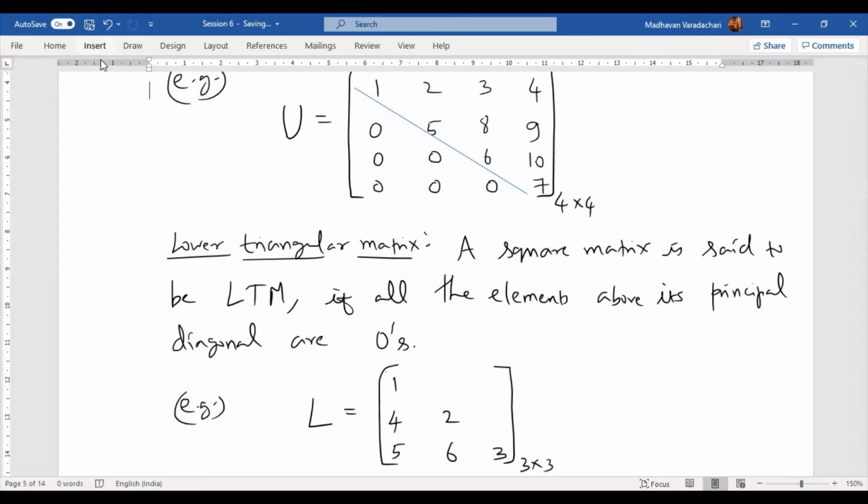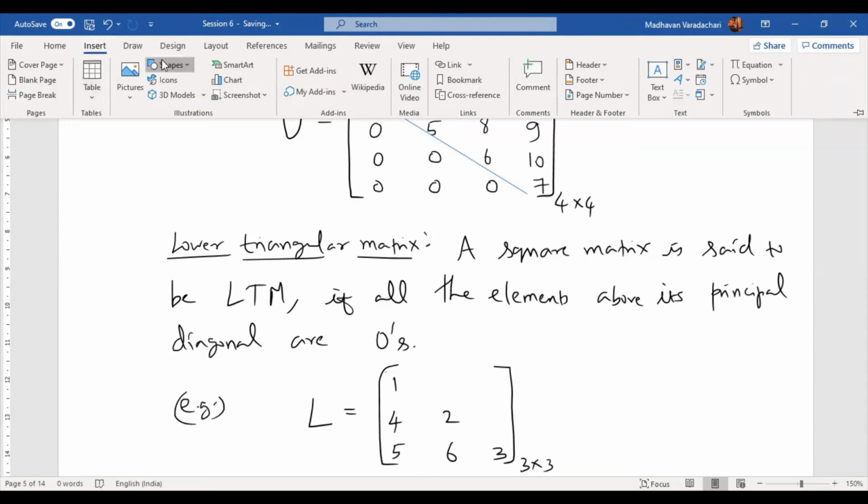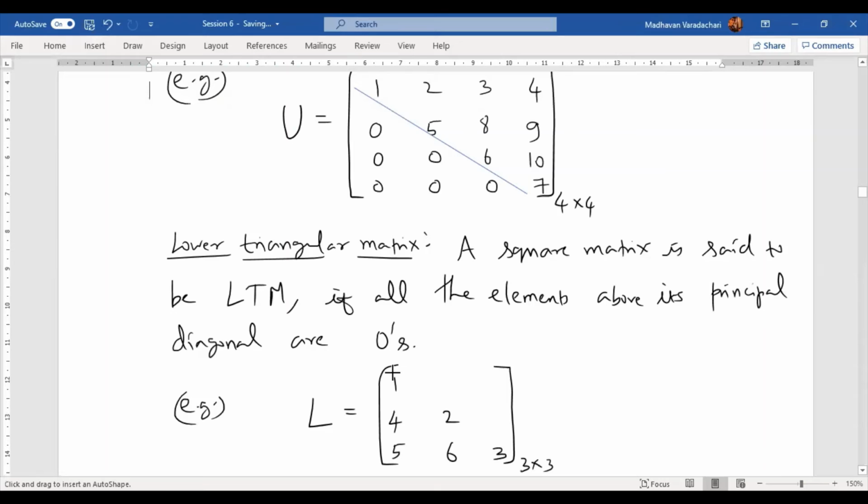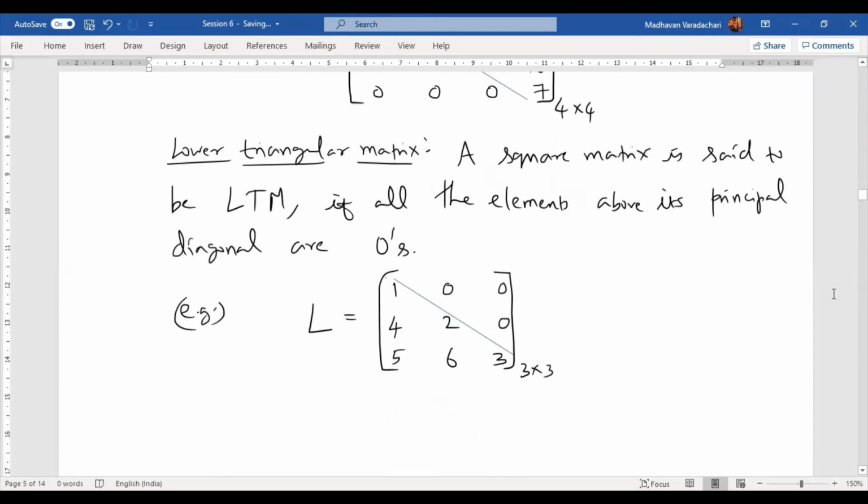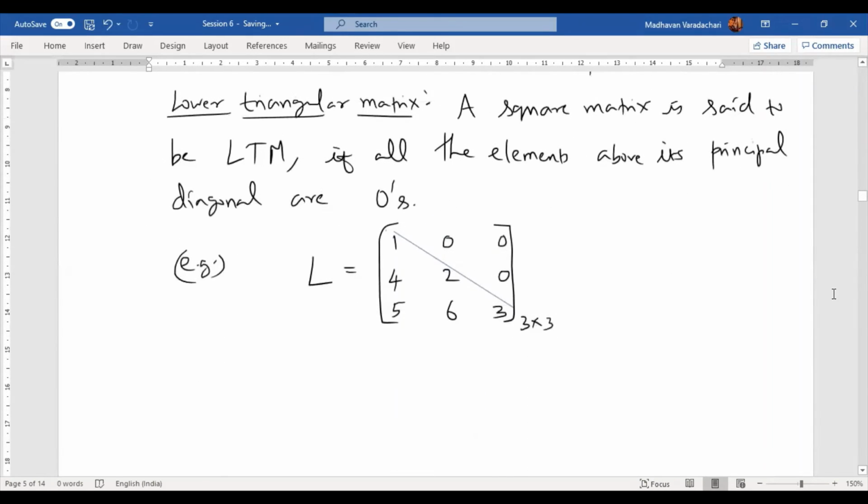Now, this is our principal diagonal. Just for our understanding, I just put a line over there. Above the principal diagonal, all the elements are zeros. So this is our lower triangular matrix. Right.